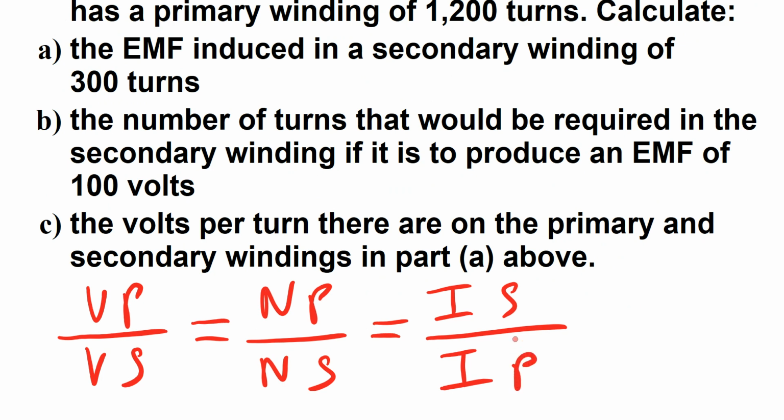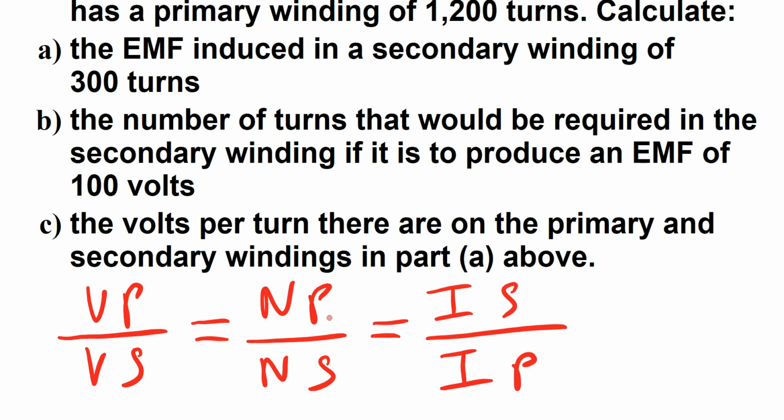Now look at this formula and remember the voltage primary is always on the top, the voltage secondary is always on the bottom. Number of turns primary is always on the top, number of turns secondary is always on the bottom. But the current secondary is on the top and the current primary is on the bottom. Now which part of that formula we use depends on the question.